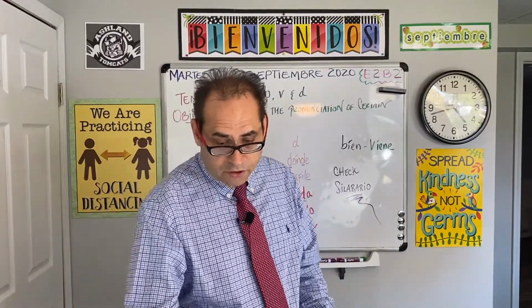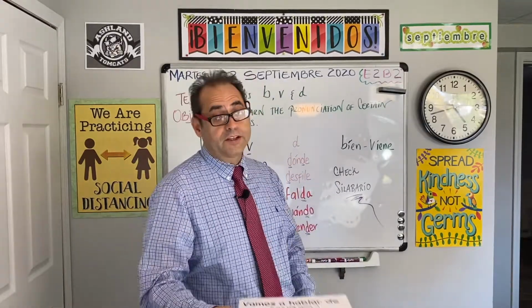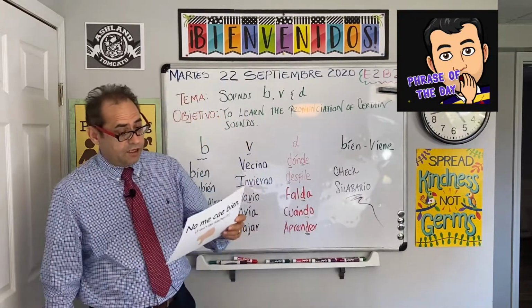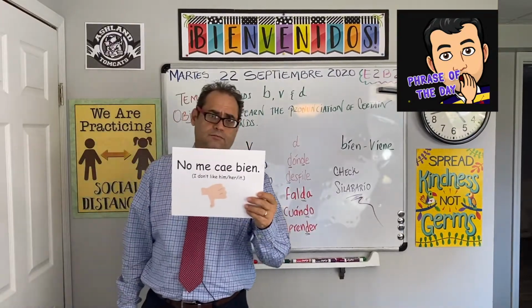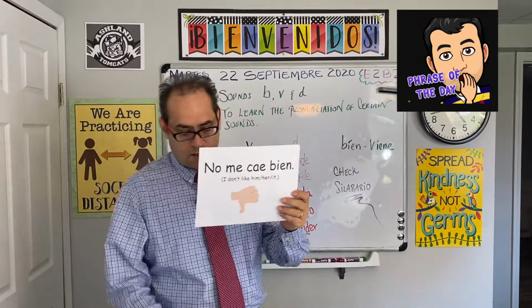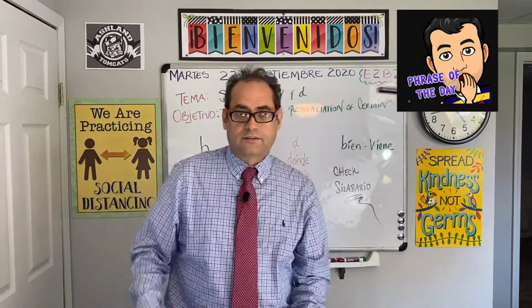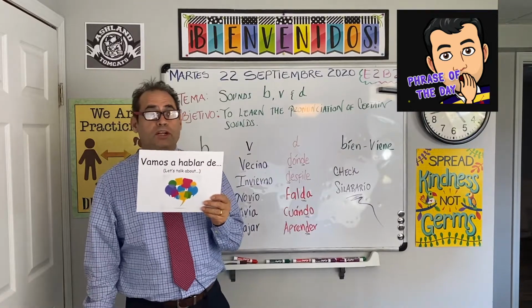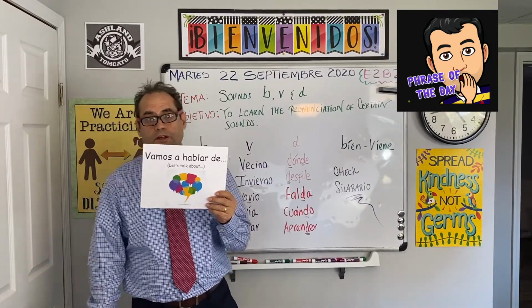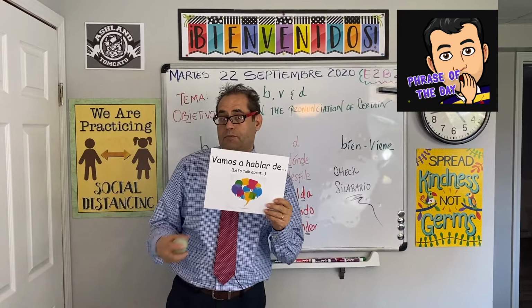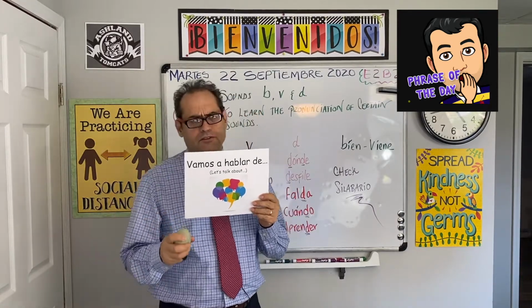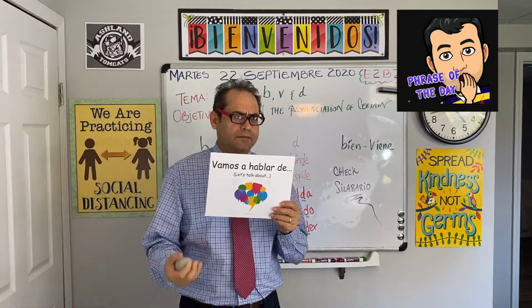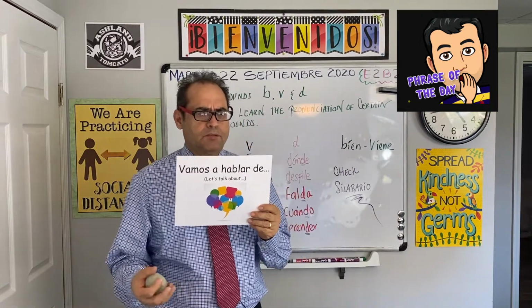Okay, guys, now we're going to see the phrase of the day. Yesterday, we were working on no me caes bien, or the opposite, me caes bien. Today, we're going to go with vamos a hablar de. When you want to talk to somebody, you're going to call the person, approach that person, and you're going to say, vamos a hablar de the things that are happening between us.